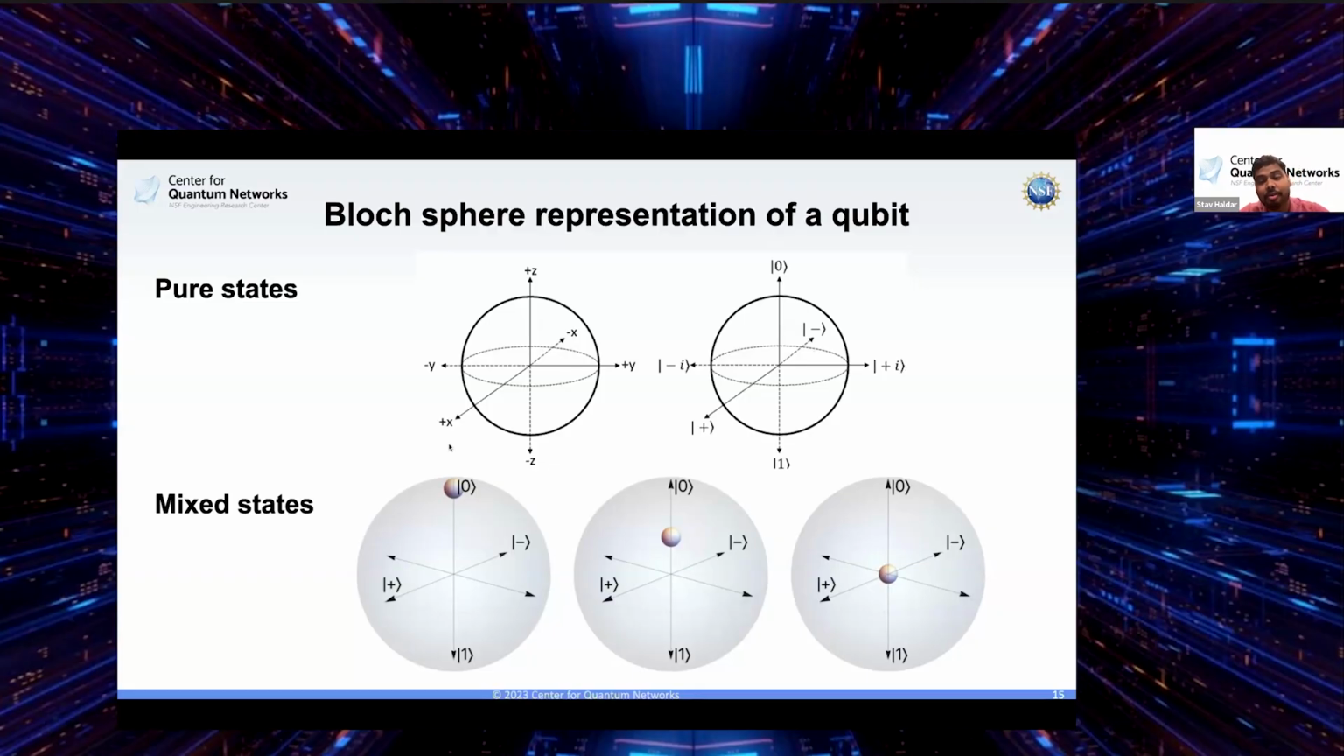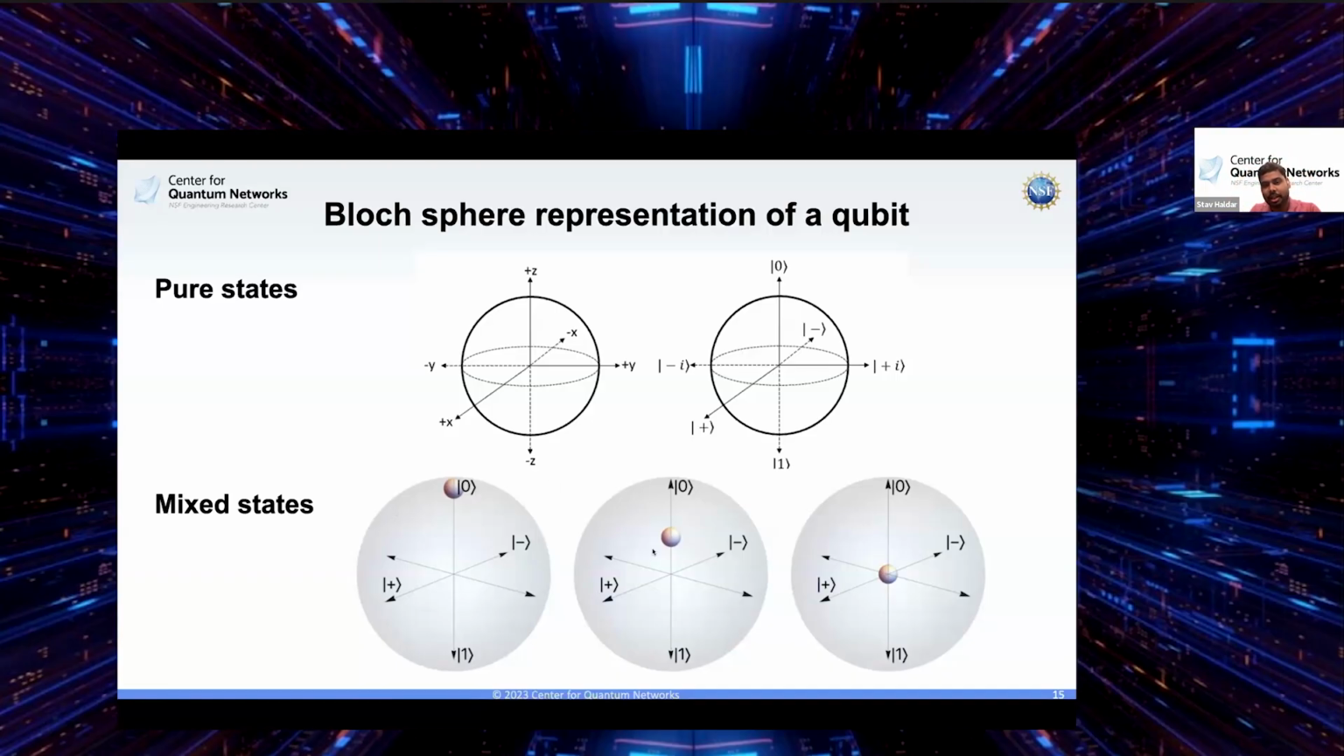And then if you have a mixed state, which is essentially a classical mixture of quantum states, say, for example, in a box you have 100 states, 50 of them are zero and 50 of them are one, right? And now you pick up a state at random from the box. You have a 50% probability that the state is zero, and a 50% probability that the state is one, right? But it's not a 0 plus 1 pure state. It's not a superposition of 0 and 1, it's a mixture of the states 0 and 1. And those kinds of states actually live inside the Bloch sphere.